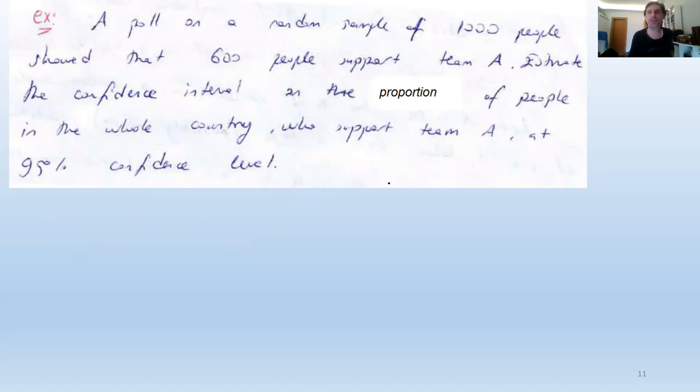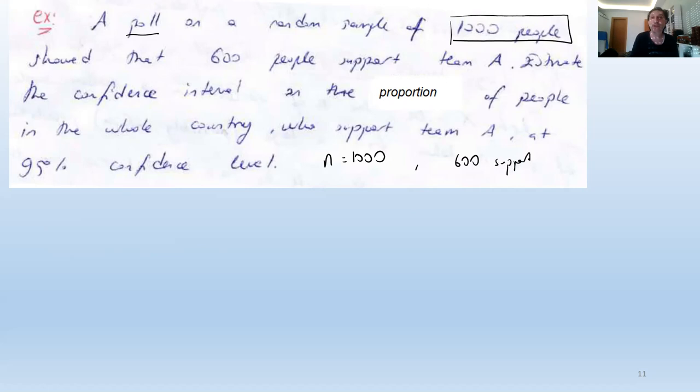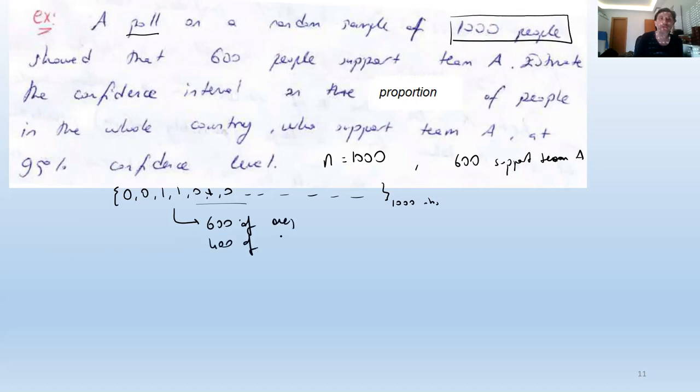For this purpose, we conduct a poll of 1,000 people. We ask this question, do you support team A or not, to 1,000 people. Among these 1,000 people, 600 support team A. If we take, again in curly brackets, the outcome of that poll, with the ones who do not support team A called zero, the results go like 0, 0, 1, 1, 0, 1, 0, and so on: 1,000 observations. Among these, we have 600 ones and 400 zeros.